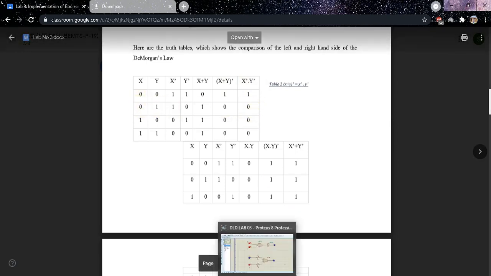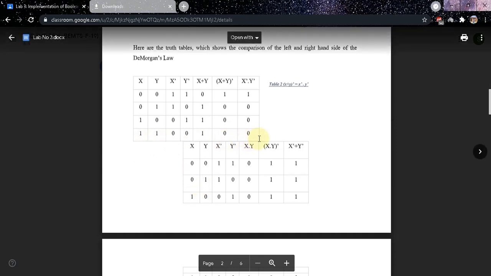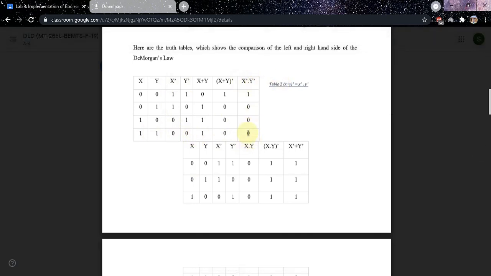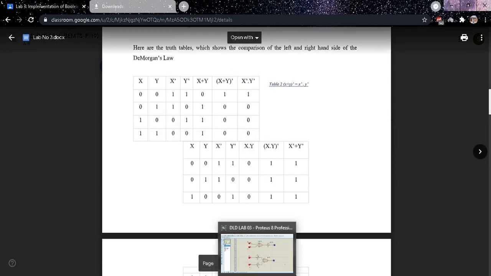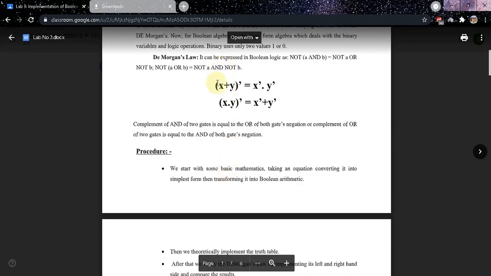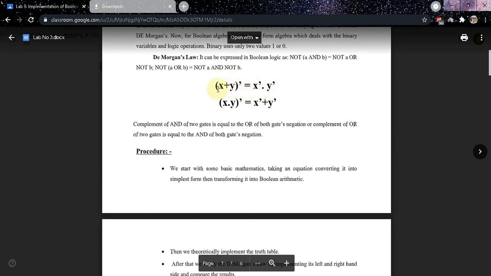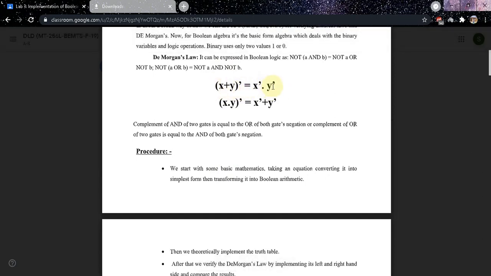Now if we turn on both of our inputs, the result is the same, as we can see in the logic truth table: 1 and 1, which is inverted as 0 0, and when they are joined by an AND gate, our output is 0. So that was the condition, and hence De Morgan's law is verified. We implemented De Morgan's law using logic gate ICs, and now we shall see the second equation.